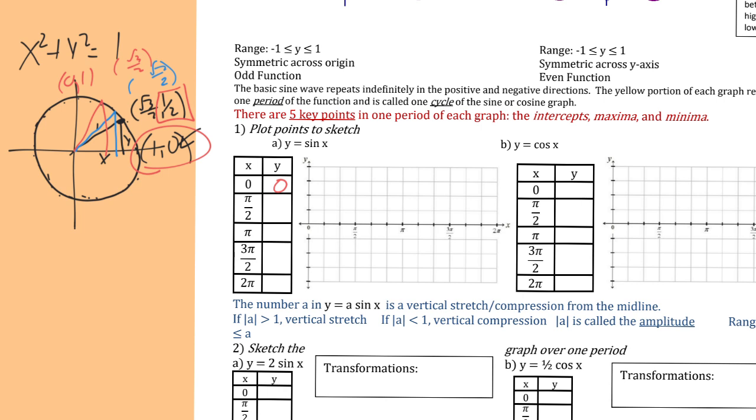At 90 degrees or pi over 2, again, we could do pi over 4, we could do all sorts of things. But at pi over 2, at 90 degrees, what's the value for sine? It's going to be 1. At 180 degrees or pi, the value for sine is going to be 0 again. At 3 pi over 2, the value for sine is -1, and then at 2 pi, it's back to 0.